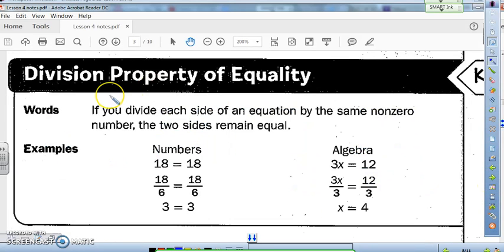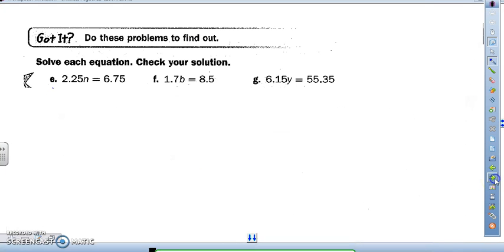All right, let's turn our page. All this is, the division property of equality, is saying if you divide each side by the same number, the two sides remain equal. So whatever you do to one side, you have to do to the other is what that's saying. So let's look at our next example.